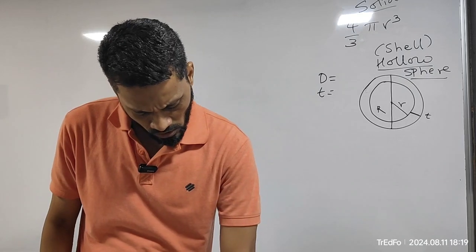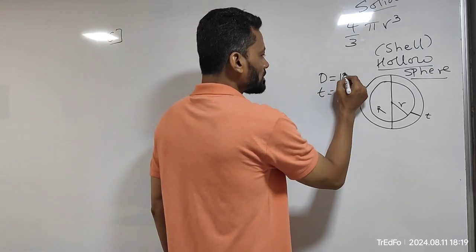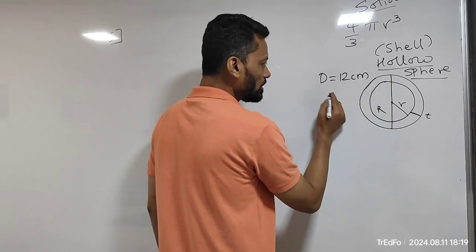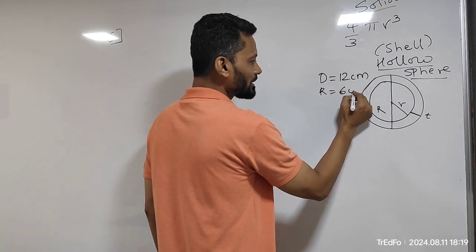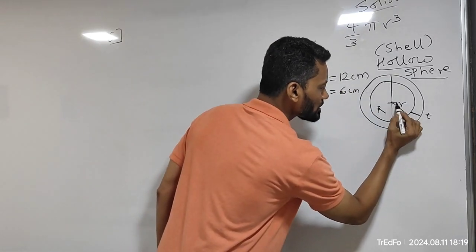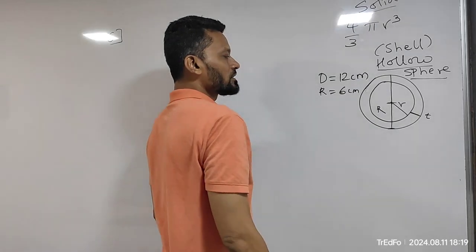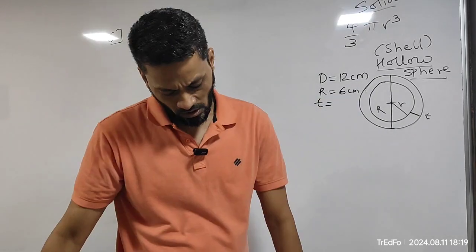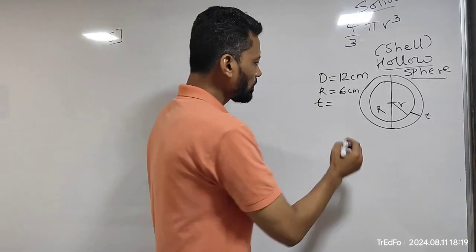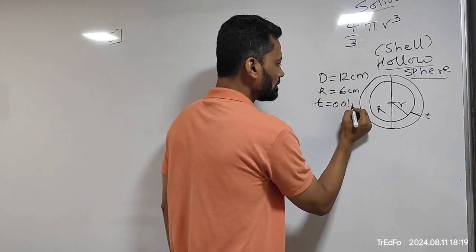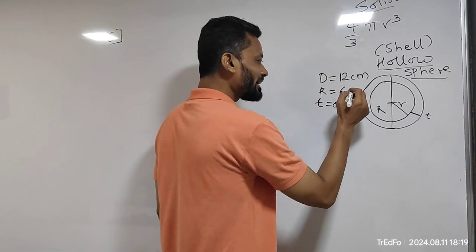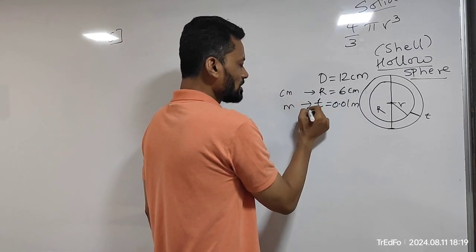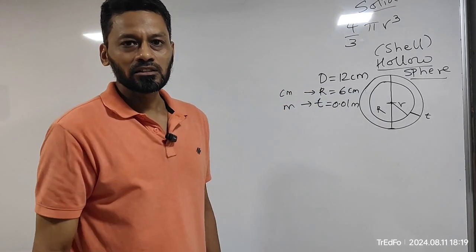careful. The diameter is 12 centimeter. So if the diameter is 12 centimeter, this whole thing, I get capital R as 6 centimeter. That means this distance is my 6 centimeter. Let's see what the thickness is given over here. Thickness is given as 0.01 meter. Now see, again a trick. This is in centimeter, this is in meter. We need to be very careful and alert.